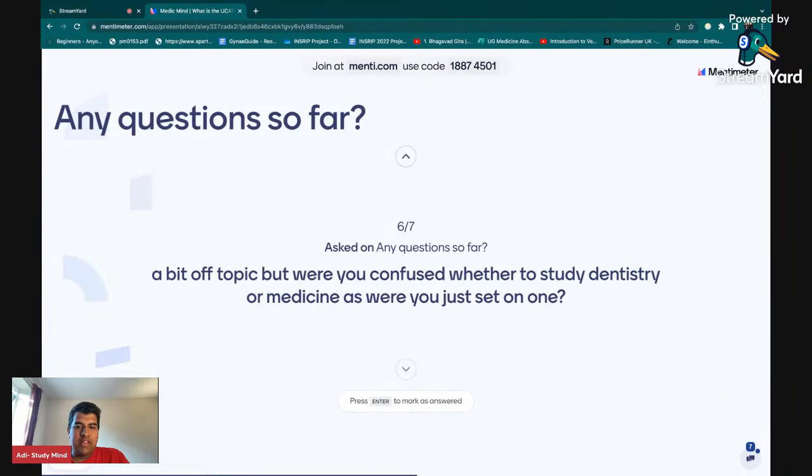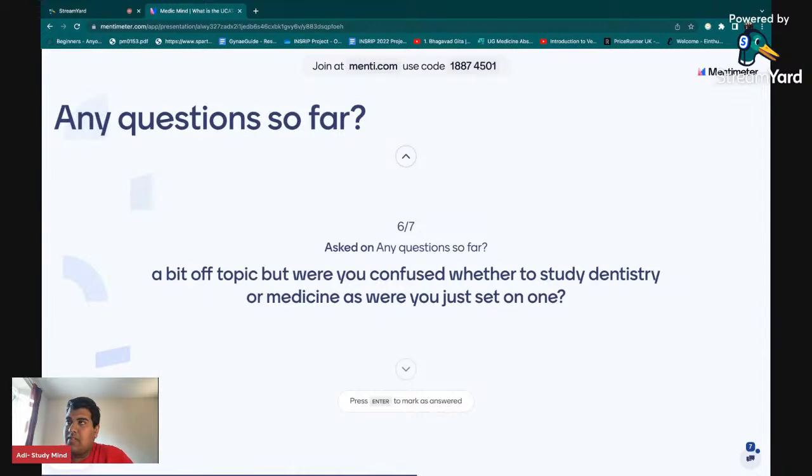A bit off topic, but were you confused about whether to study dentistry or medicine, or were you set on just one? So I personally was set on medicine from the get-go. I wasn't too confused. Are you particularly confused about it? Let me know your thoughts if you can write it down. I can talk to you specifically about why you might be confused and how you could tackle that.